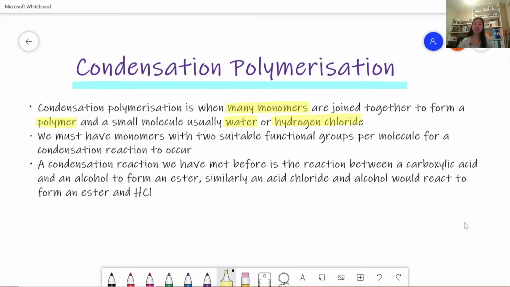And we've actually seen some condensation reactions because we've seen the reaction between a carboxylic acid and an alcohol to form an ester. And this also forms water, and that's why it's a condensation reaction. Similarly, we've seen the reaction between an acid chloride or an acyl chloride and alcohol, and these react to form an ester and HCl. So this is also a condensation reaction.